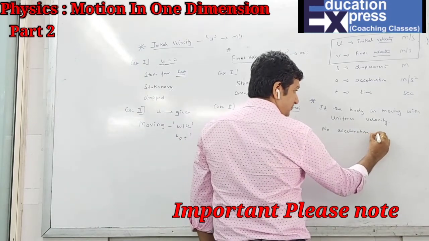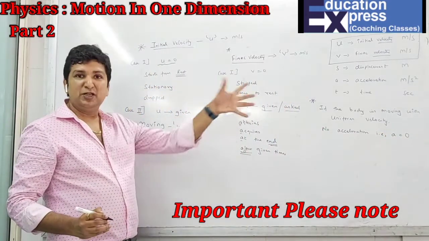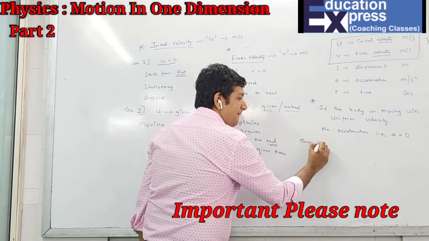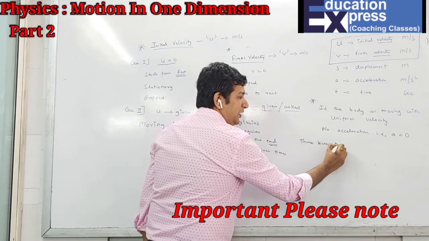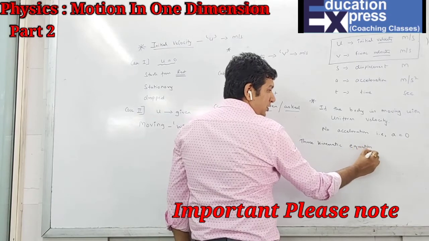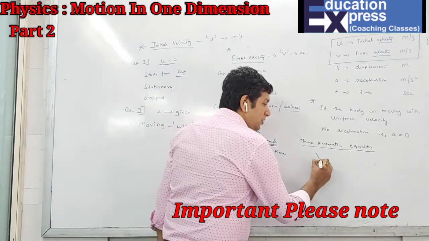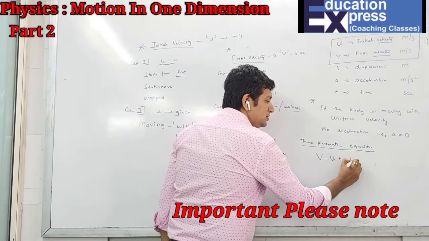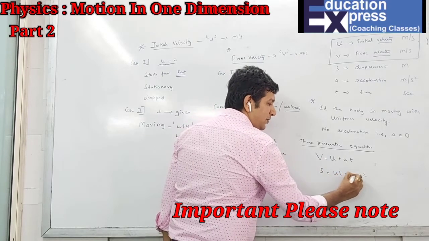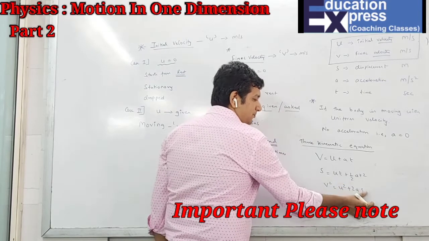That means acceleration is 0. And the moment acceleration is 0, you cannot use the 3 kinematic equations which we have discussed right now. I have told you that you can use these 3 kinematic equations only and only if the body is accelerated. Which are they? V equals u plus at. S equals ut plus half at square. V square equals u square plus 2as.